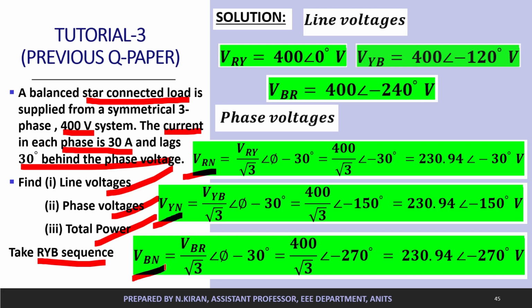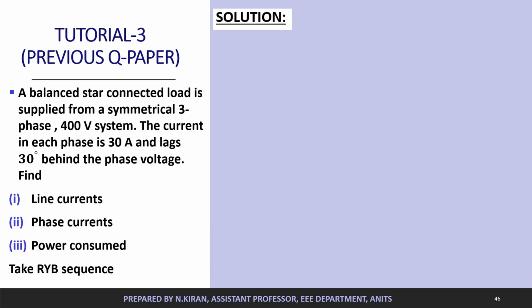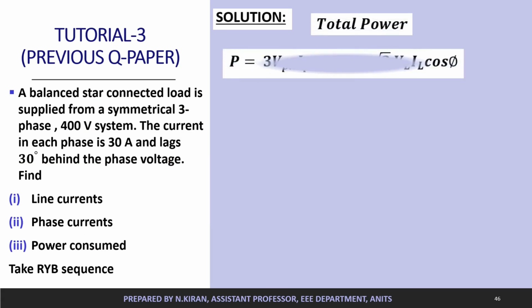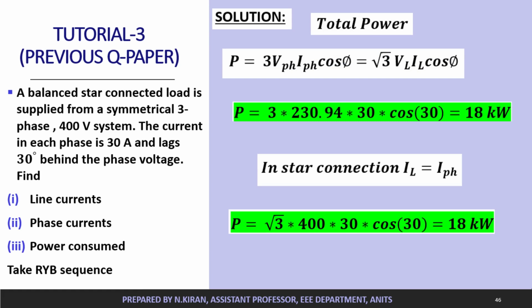So after obtaining line voltages and phase voltages, the third part asks us to calculate total power. Total power is 3 V phase I phase cos phi or root 3 VL IL cos phi. In either formula, if you substitute, you will get the same expression. In this case I have got the power consumed to be 18 kilowatts.